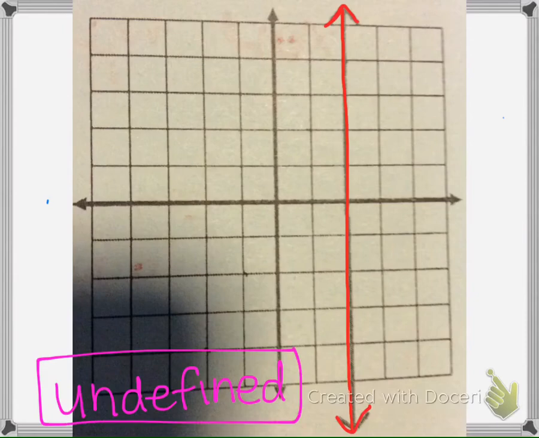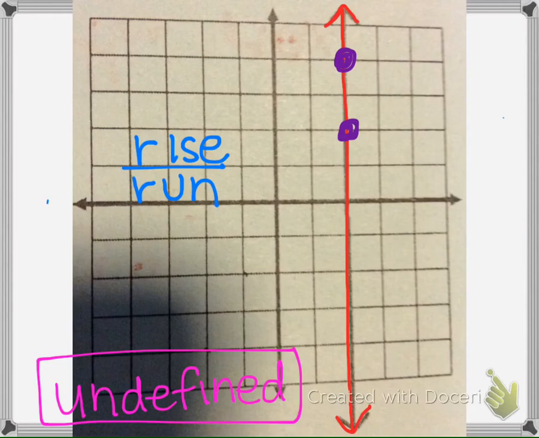Also, mathematically, if we use rise over run, pick any 2 points. So I'm going to pick this one and this point. I'm going to pick the point 2, 2 and the point 2, 4. And I'm going to rise 1, 2. So my rise is 2. And then I don't need to go left or right. So 0. Well, 2 divided by 0, we can't divide by 0. We call that undefined. So the slope is undefined.